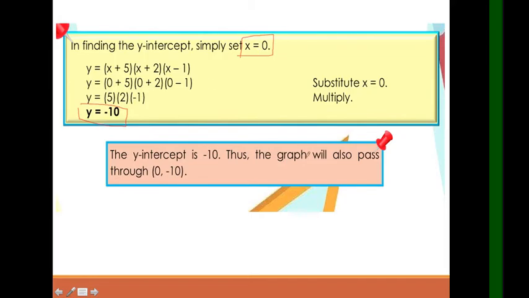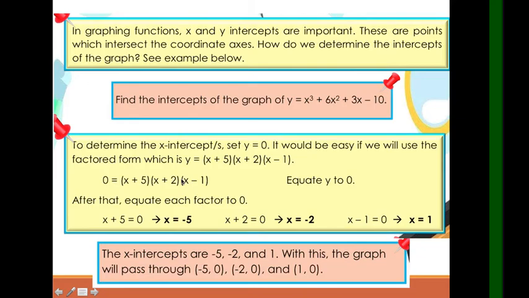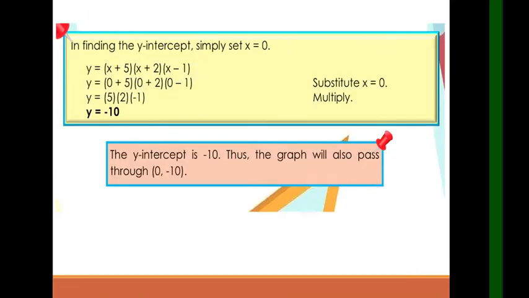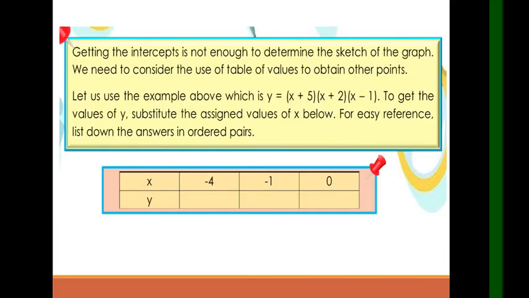Thus the graph will also pass. So dadaan din siya kay 0 and negative 10. Okay, so nakikita ko na siya na nasa baba siya. Kasi that is 0 and negative 10. So meron na tayong ilang points? 4. So sa una, negative 5, 0, negative 2, 0, and 1, 0. So please remember the process. And then after that, kinuha natin si y-intercept by simply setting x equals 0. So the fourth point is 0 and negative 10.